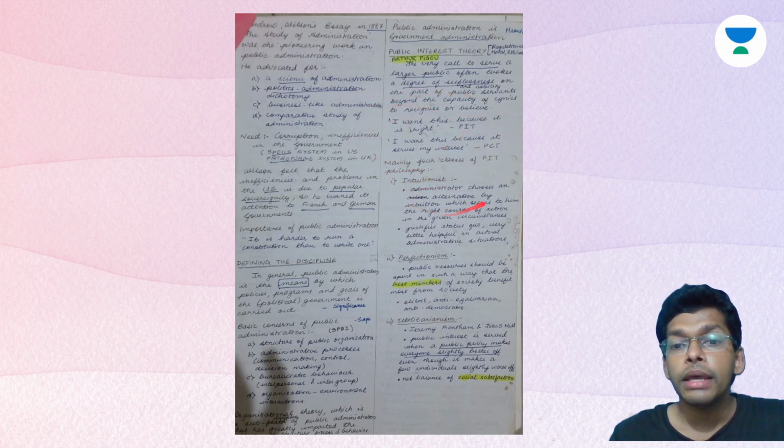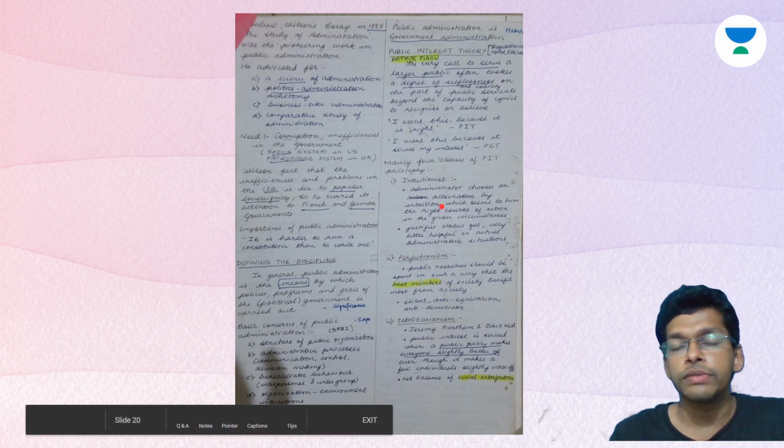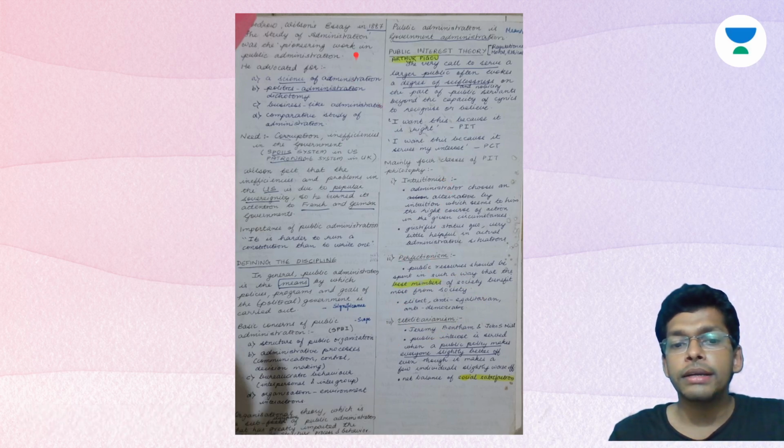And there are four subdivisions of public interest theory. One is the intuitionist, and I have mentioned what the intuitionist theory is. Then there is the perfectionism theory. Then there is the utilitarianism theory. Then the next theory was John Rawls' theory of justice. So here you can see that I have made the notes in a very crisp manner.